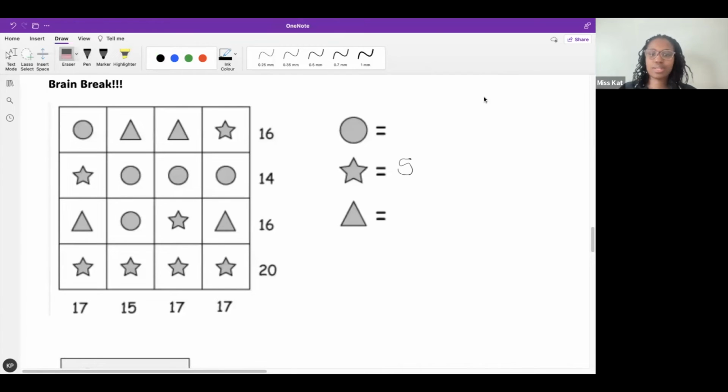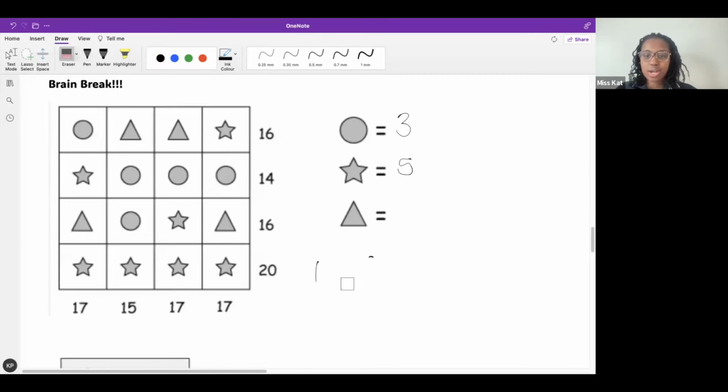Umulemo says circle equals 3. Okay, so if this is 5 plus circle, circle, circle equals 14. 14 minus 5 is 9. And 9 has to be 3 circles. So that's true. 1 circle is 3. Okay.